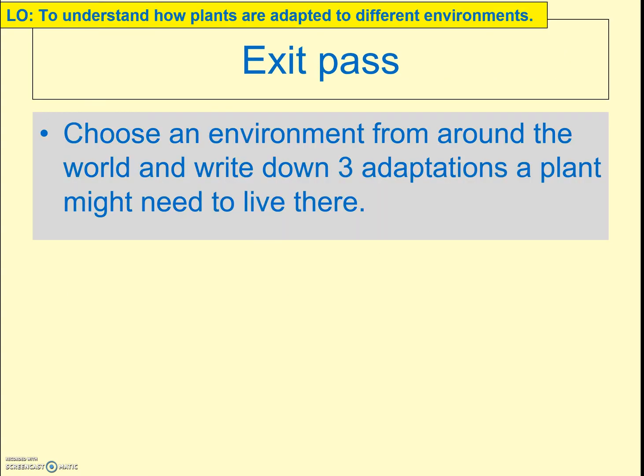Finally, year sevens, here is some independent work for you. Choose an environment from around the world and write down 3 adaptations a plant might need in order to live there.